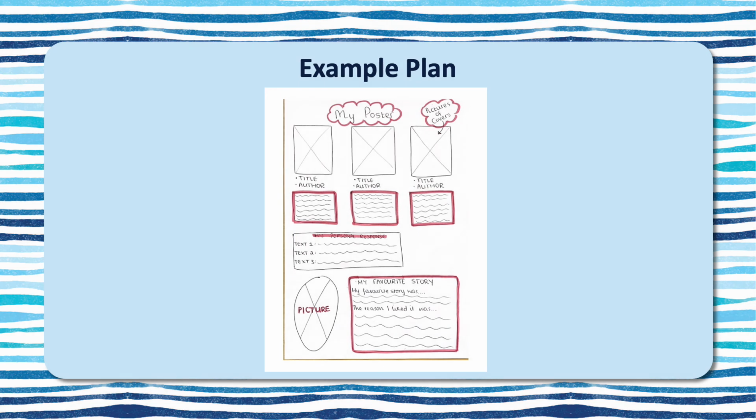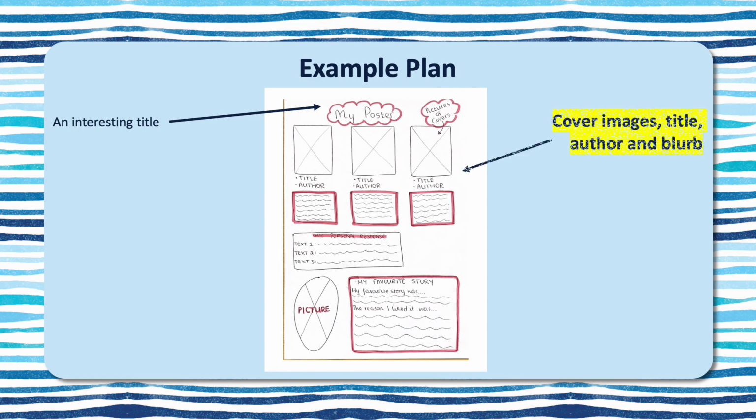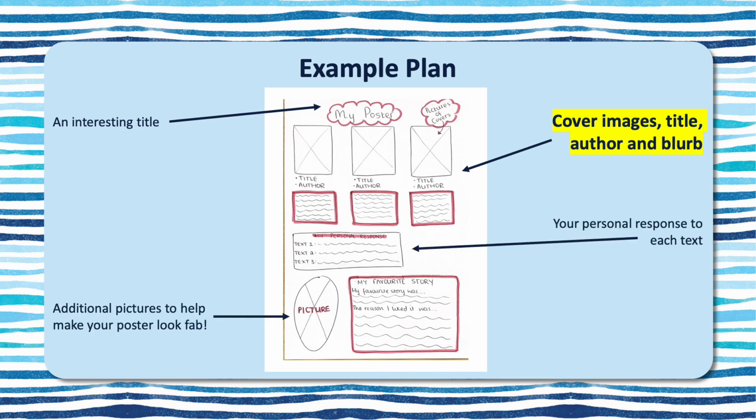So just a reminder then of the example plan from last lesson. You should have made one of these during the last lesson, so you shouldn't be worrying about where things are going to go on your final poster, because you should have planned out exactly where everything is going to be. So as part of today's lesson, we're focusing specifically on the cover images, the title, author, and the blurbs that you've written for each one of the stories. And then we've got a few additional things there as well, which you can add in extra pictures to make your poster look really brilliant. And next lesson we're going to be focusing on the personal response and a note about which text was your favourite one and why.